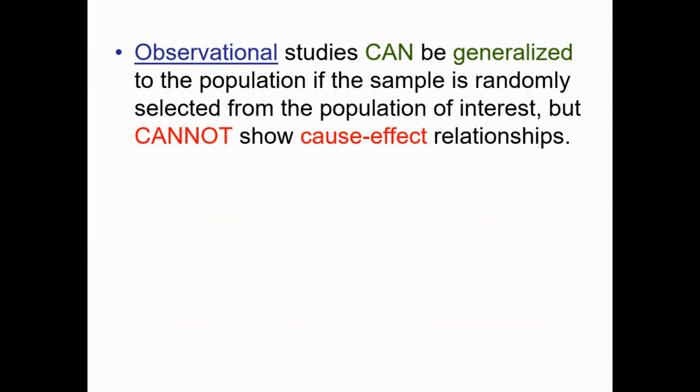Observational studies can be generalized to the population if the sample is randomly selected from the population of interest, but again, cannot show cause-effect relationships. So where that comes in is we could say something like, generally, those who get spanked have a lower IQ. But we can't say spanking causes lower IQ. They would just be possibly correlated with each other.